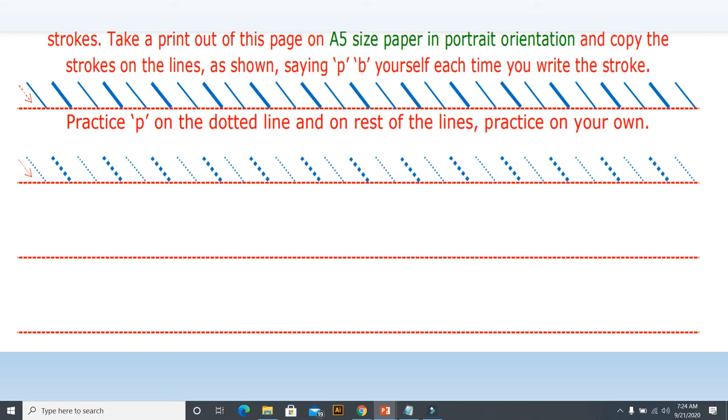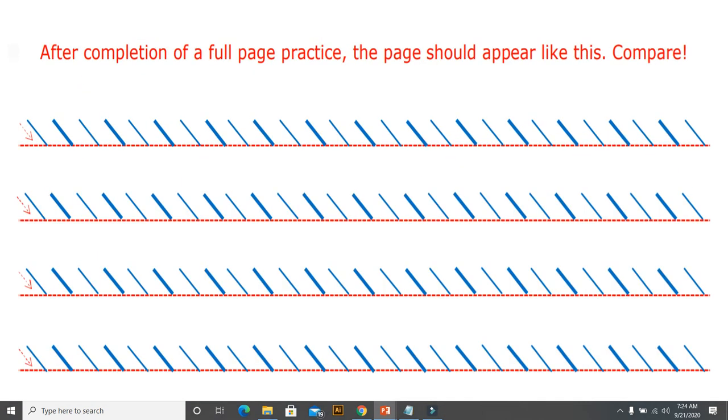On the top, write this, and then say P, B yourself. You have to say P and write. Start from the top, and there is a 45-degree angle. This is a 45-degree angle. After completion of the full page of practice, the page should appear like this. You can compare.